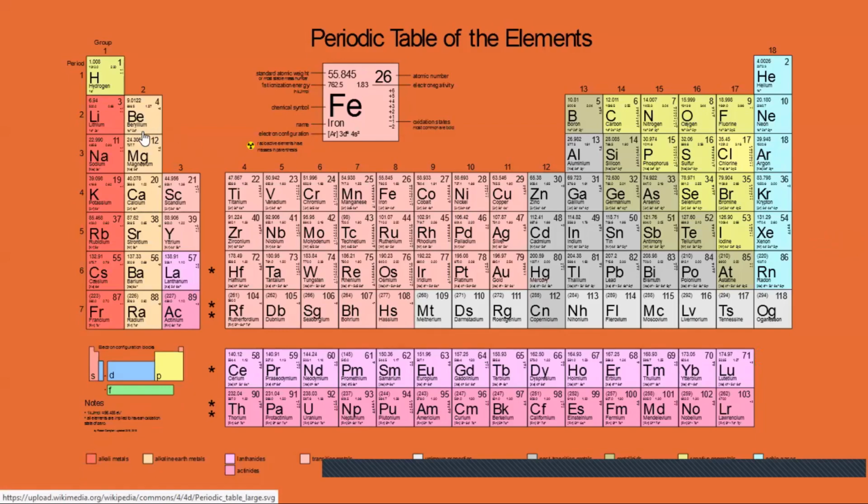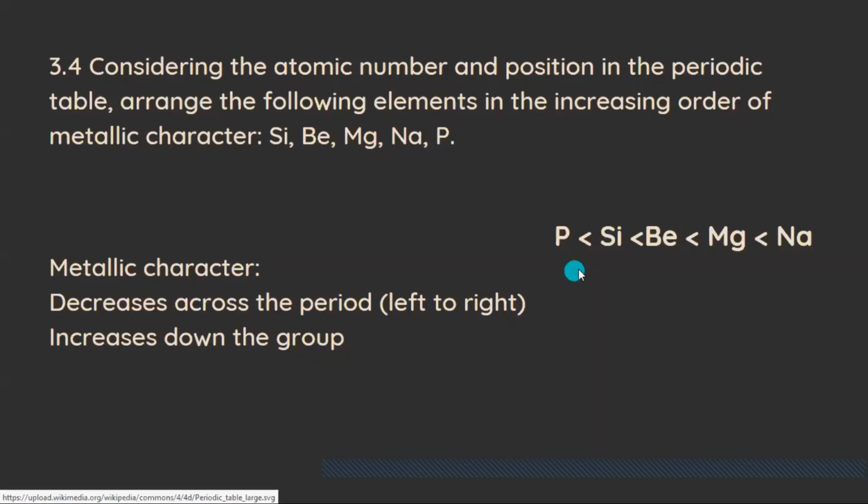So the metallic character increases on going down the group. So you have beryllium at the top, which means it's less metallic than magnesium and sodium. And so you have phosphorus, silicon, beryllium, then followed by magnesium, and then the most metallic one of the lot is sodium. So that's how you have the order: phosphorus, silicon, beryllium, magnesium, and sodium. This is because metallic character decreases across the period and increases down the group.